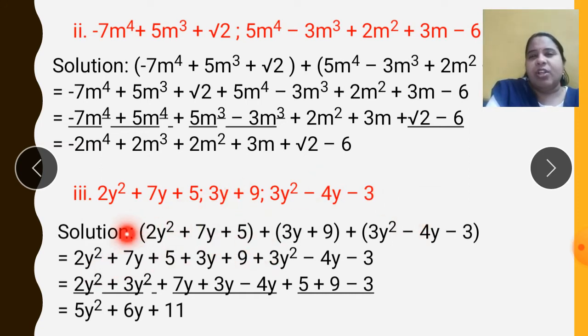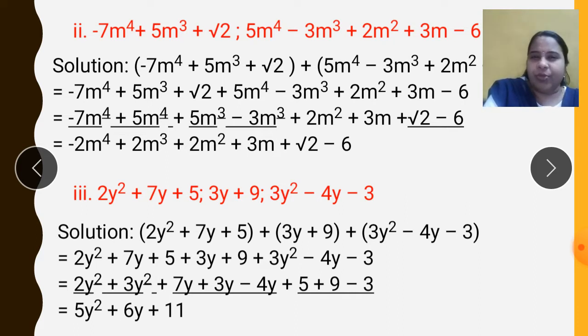Collect the like terms: 2y square plus 3y square together, 7y plus 3y minus 4y together, constants together, plus 5 plus 9 minus 3 together, right? So 2 plus 3, 5y square, then plus 7 plus 3, 10y, minus 4y is plus 6y, then 5 plus 9, that is 14, minus 3, that is 11, so plus 11. So the final answer is 5y square plus 6y plus 11, and the degree of this is 2.